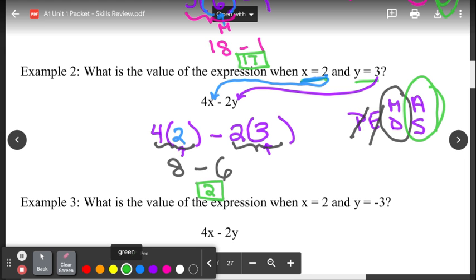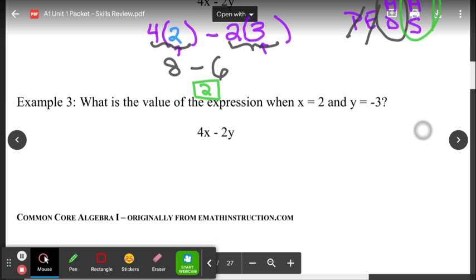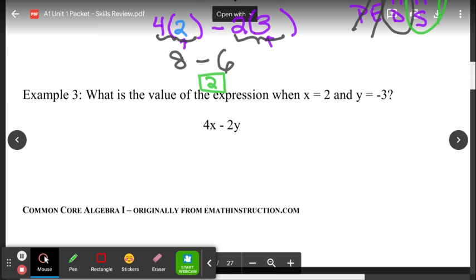Take a minute, try problem number 3. Pause the video, and when you're ready, come back and check your work.